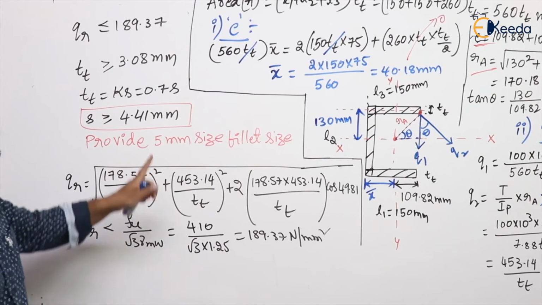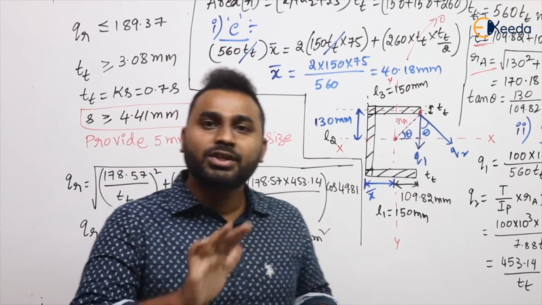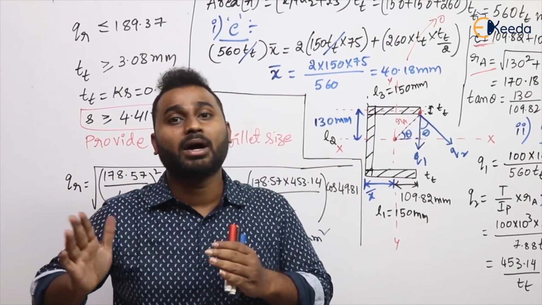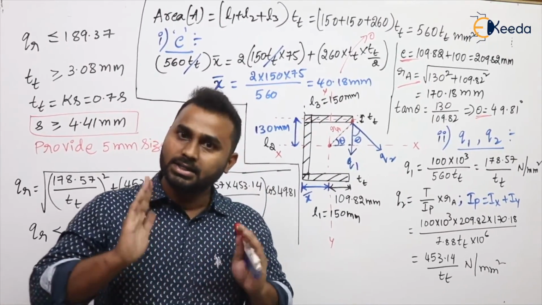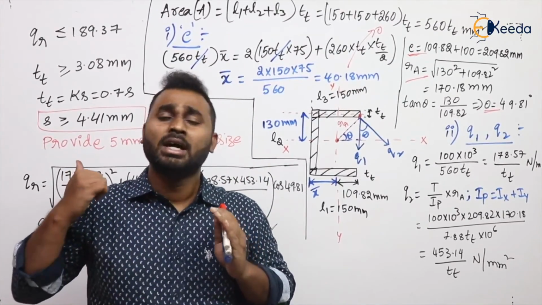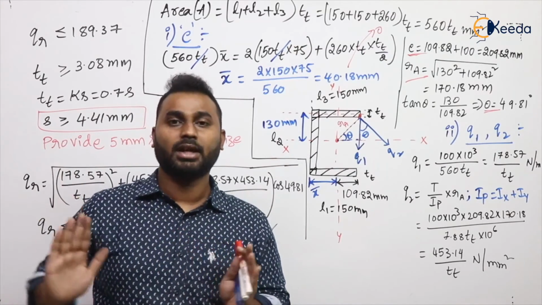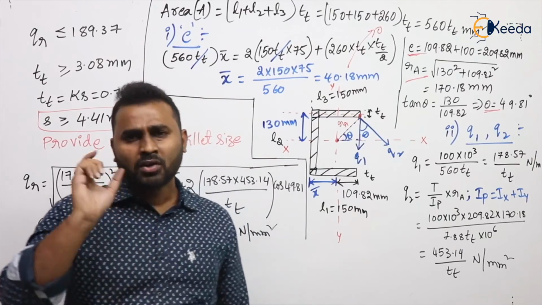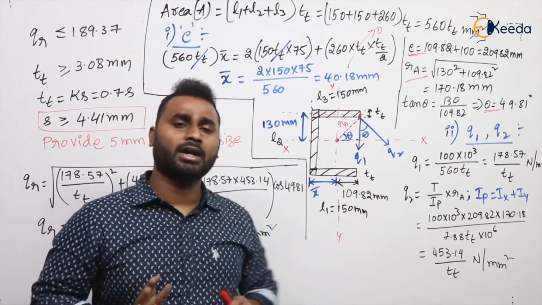So finally, what is the answer? 5 mm. Once you see this procedure, how lengthy it is. Because of this reason only, I said in our theoretical part that this is not so important. Still, I stick to that stand that this model is not so important in comparison with other models of bolted connections.